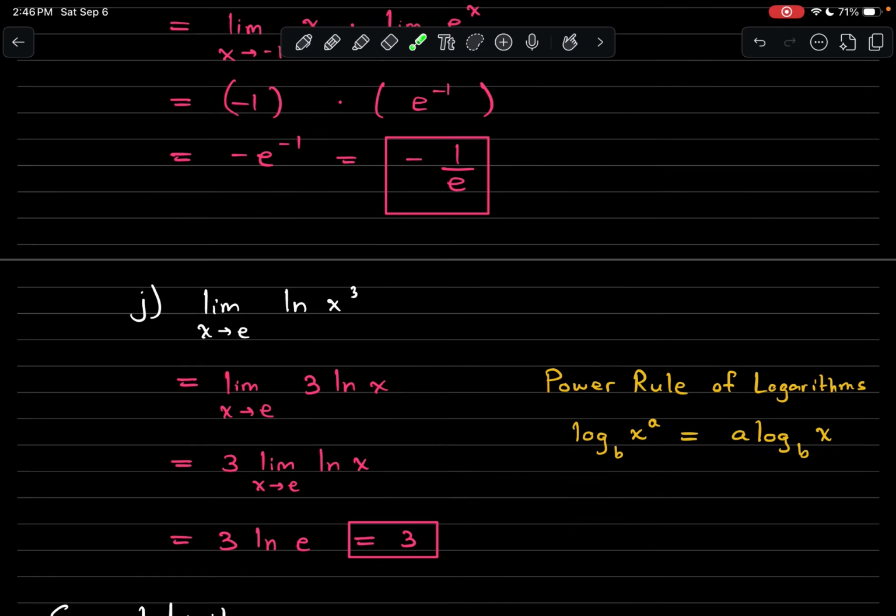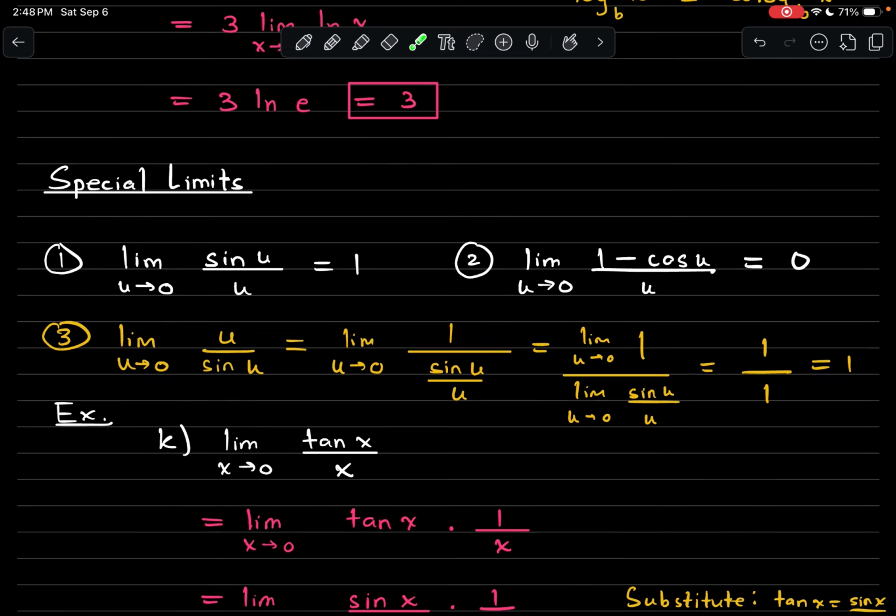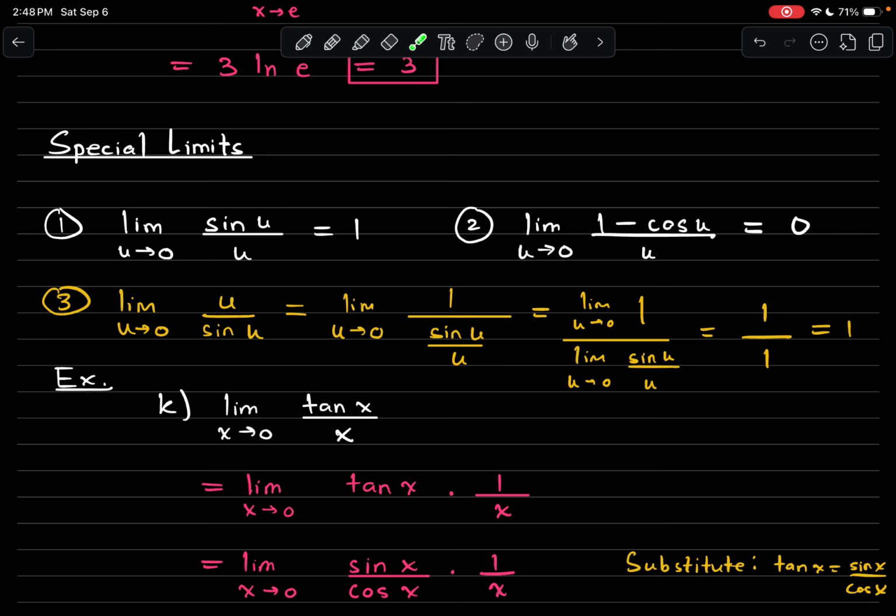So let's look at example K. The limit as x approaches 0 of tan x divided by x. We can split this apart as a quotient or a product, however you like. I've written it here as a product. We're going to apply this substitution for tangent x. This is really just sine x over cosine x.